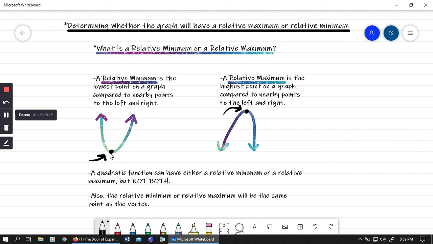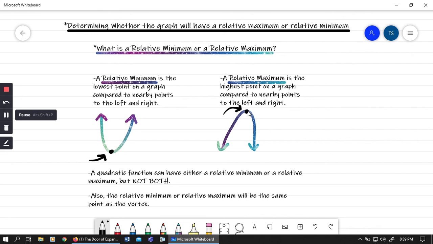And guys, on the contrary, a relative maximum is the highest point on a graph compared to the nearby points to the left and right. And so you can see here that we've got this arrow pointing here to this highest point on this parabola compared to all of the nearby points on the left and right. So again, this point here would be considered the relative maximum.